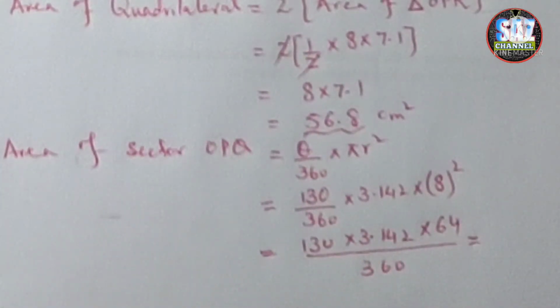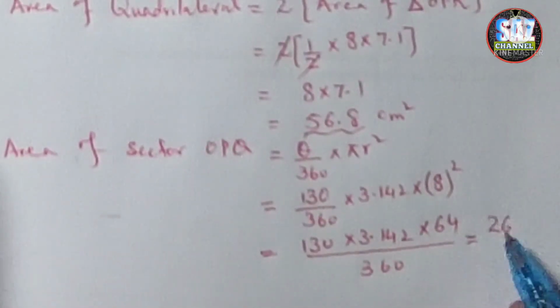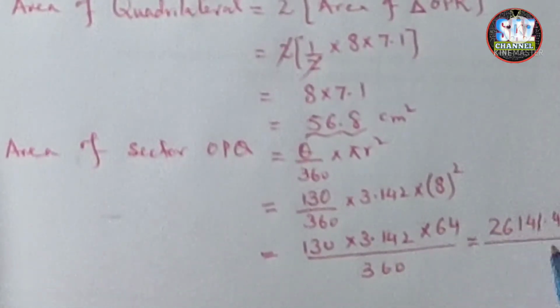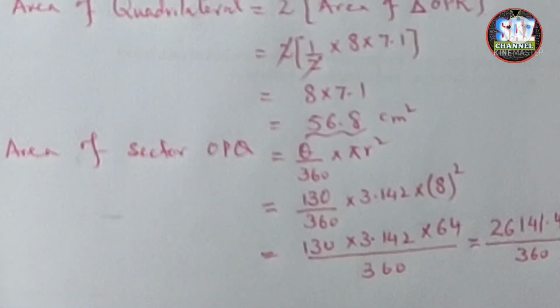130 multiplied by 3.142 multiplied by 64, and this is 26141.44 divided by 360. Okay, let me recheck it. 130 multiplied by 3.142 multiplied by 8 square, 64, and this gives me 26,141.44 divided by 360, and this is 72.6.